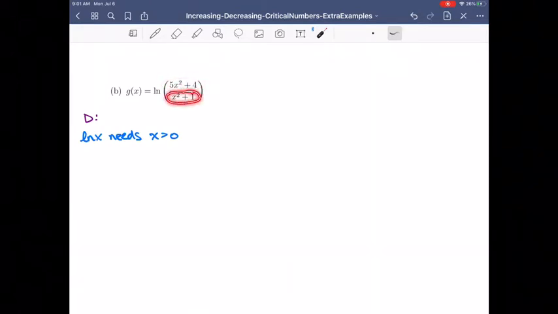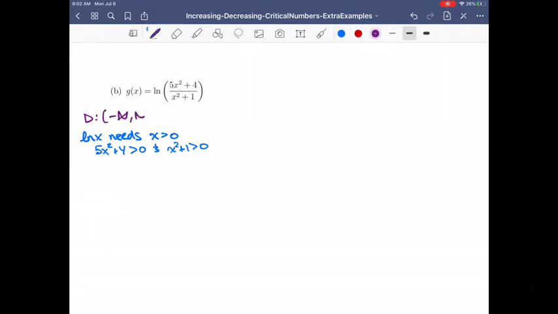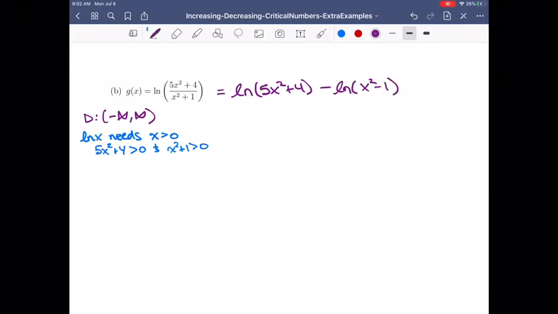And down here, again, x squared is always non-negative. So x squared plus 1 is always at least 1. So 5x squared plus 4 is always bigger than 0, as is x squared plus 1. So this is never going to be 0. So here we actually have full domain. And we can simplify it using the log rules to make our derivative easier. This is going to be ln of 5x squared plus 4 minus ln of x squared plus 1. Okay, so we have our domain.